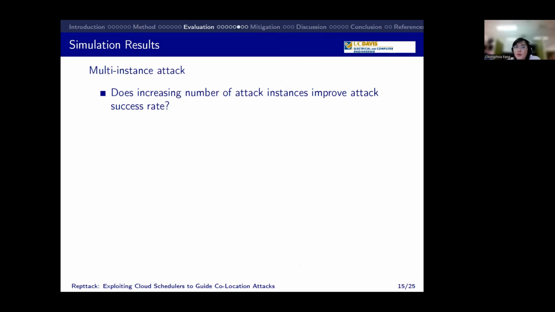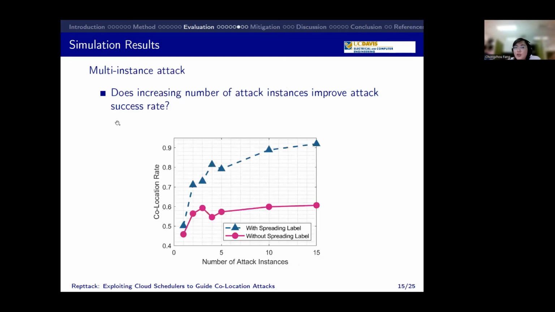So how about we use multiple instances to further improve the collocation rate? As shown in this page, we can see a growth in collocation rate. In experiments related to the blue line, we add a special label to prevent attack instances from being scheduled together and increase coverage of locations. We can see that this additional strategy helps achieve a higher collocation rate, and the collocation rate can be about 80% with only 5 applications in our experiments.